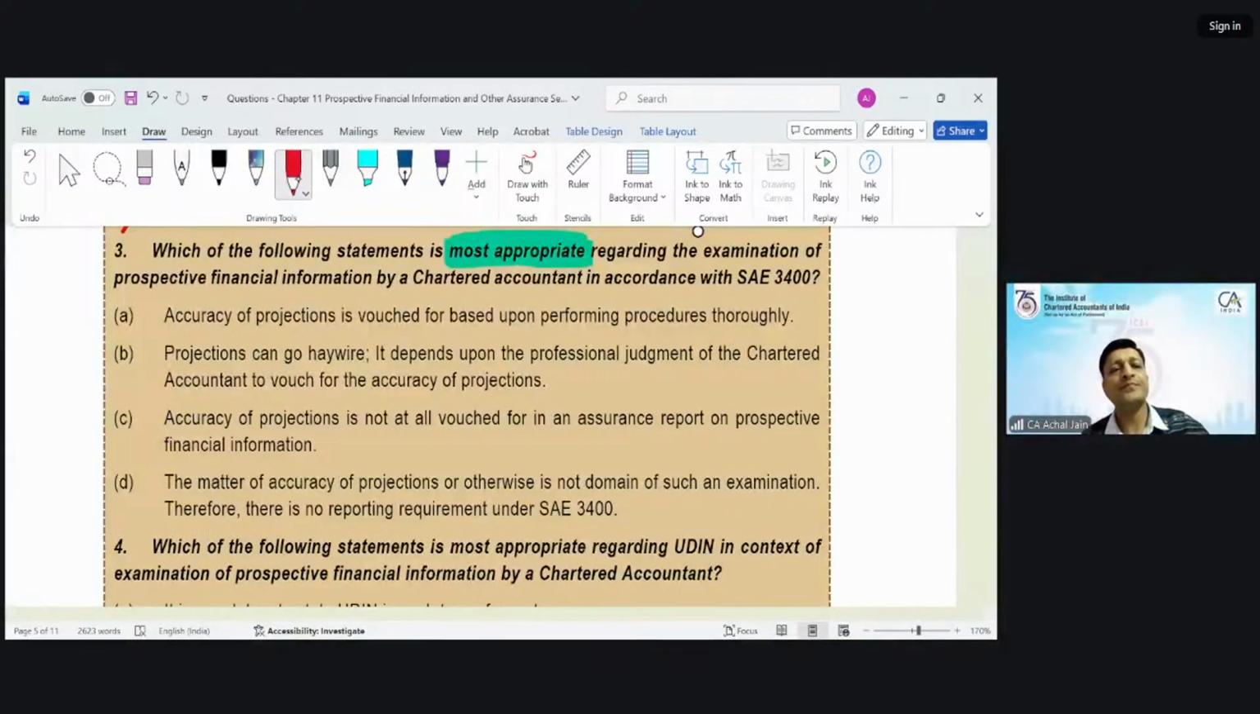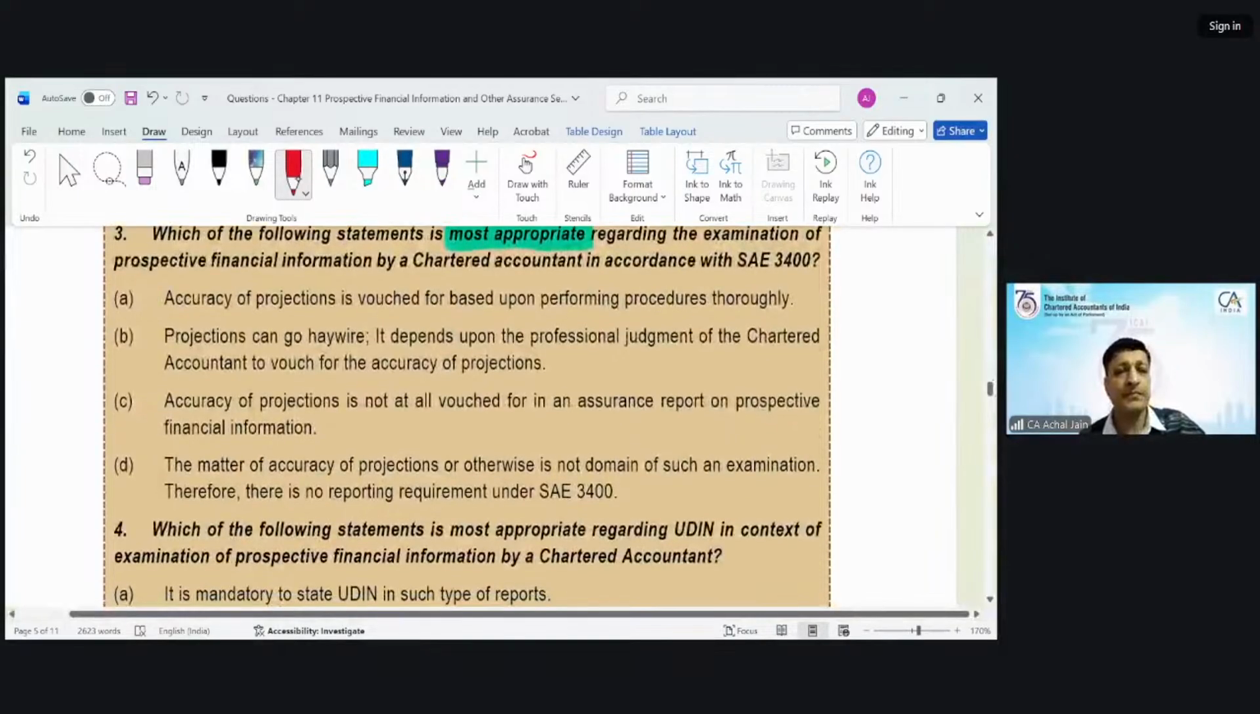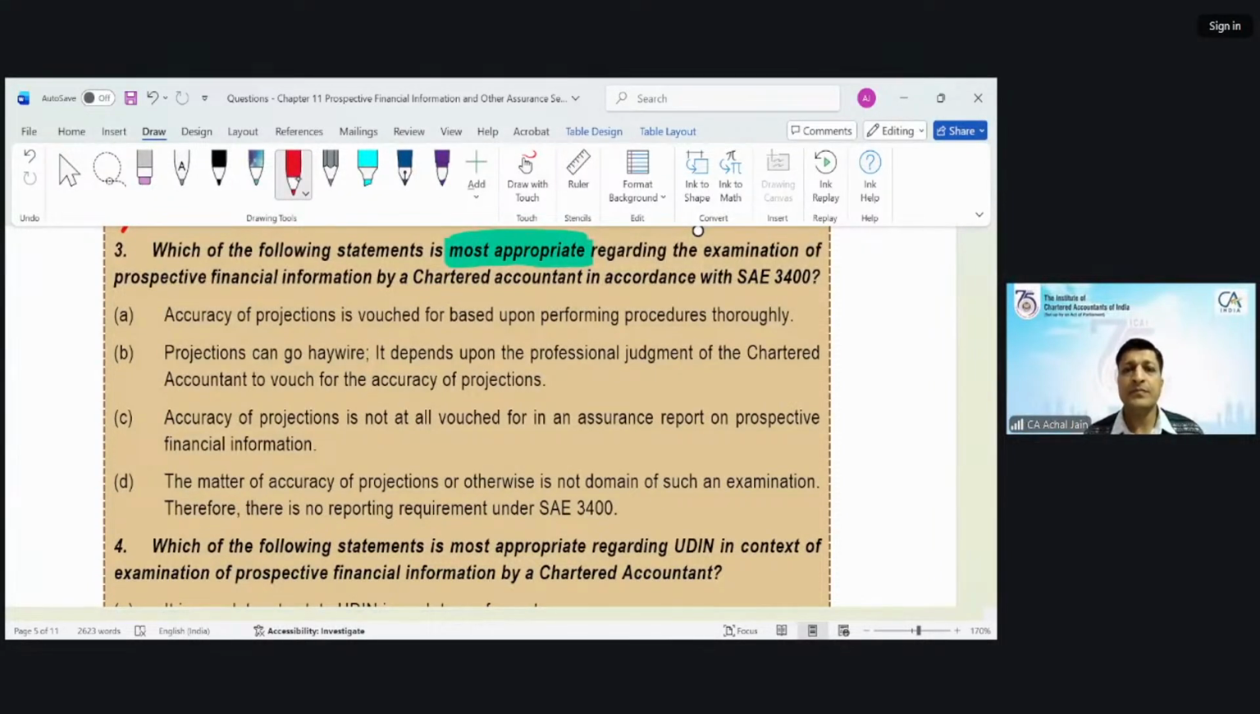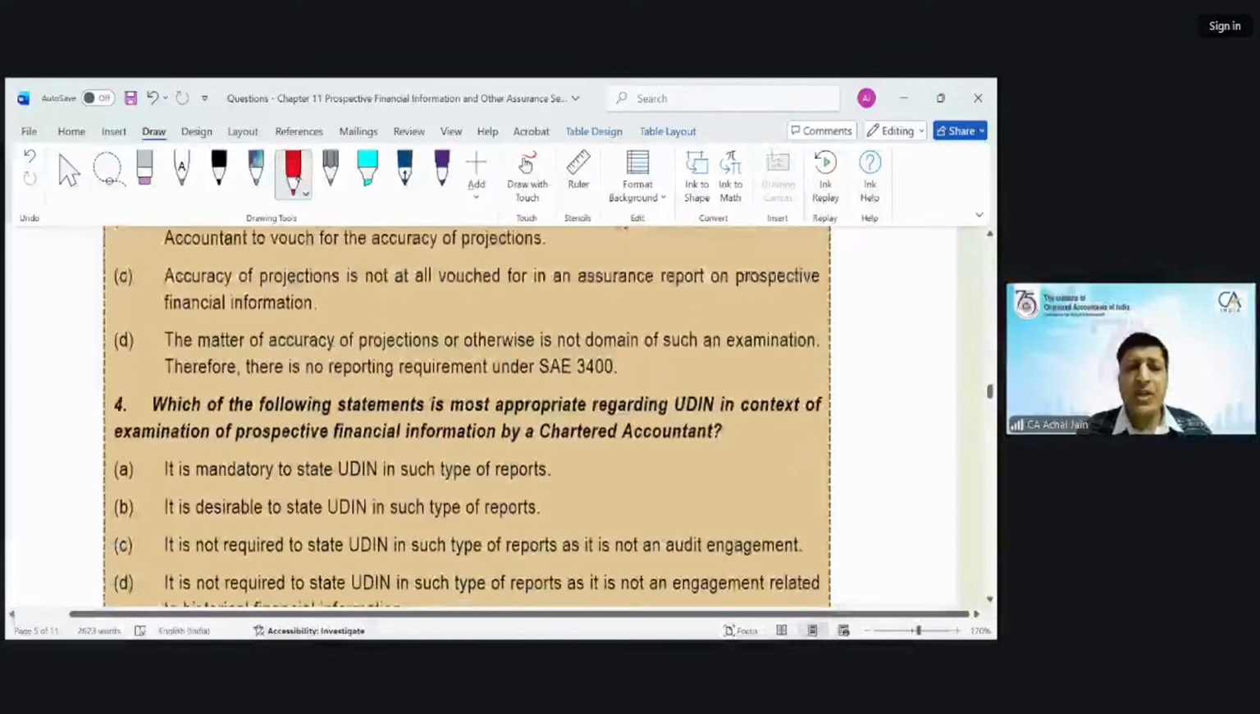Between A and B, I feel A is more appropriate. I can choose option A. The reason is that the accuracy of the projection is vouched. When I look at option B, projections can go haywire. It depends upon professional judgment. It's not a professional judgment anyway. It has to be based on sufficient and appropriate evidence. He has to collect it. The accuracy of the projection is vouched. So we can mark option A. All right, I would also go with what you just mentioned. Let's move on to the next one.